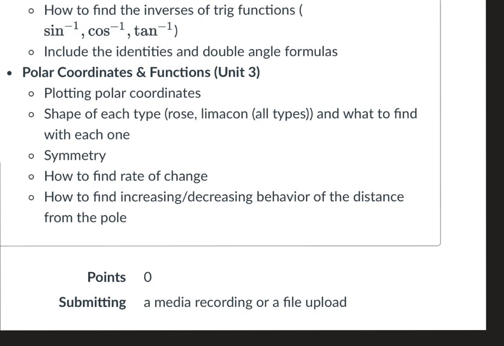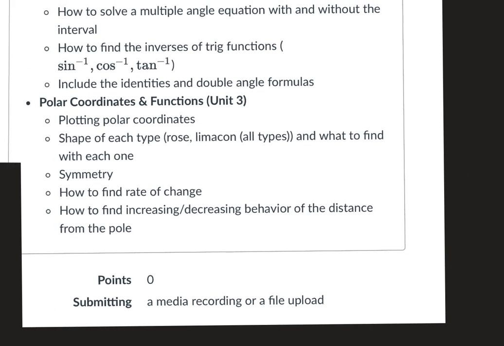How to find the rate of change and how to find the increasing and decreasing behavior of the distance from the pole. That's like if the r is positive and increasing, then the distance is increasing. If the r is negative and increasing, then the distance is decreasing. Like that little rule, okay, that we did at the very end of Unit 3.